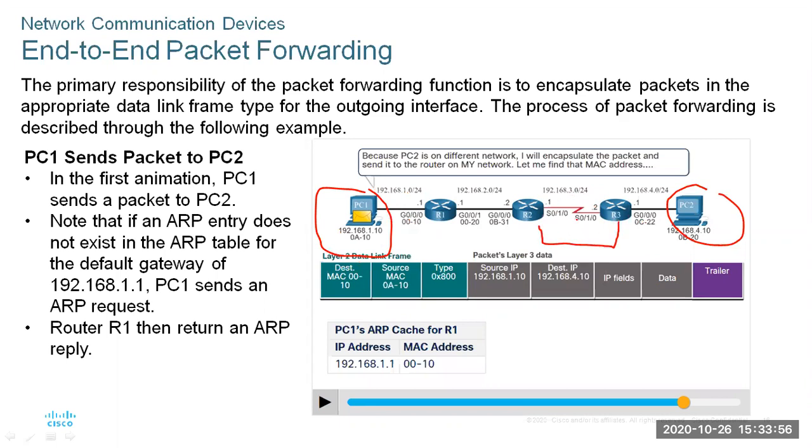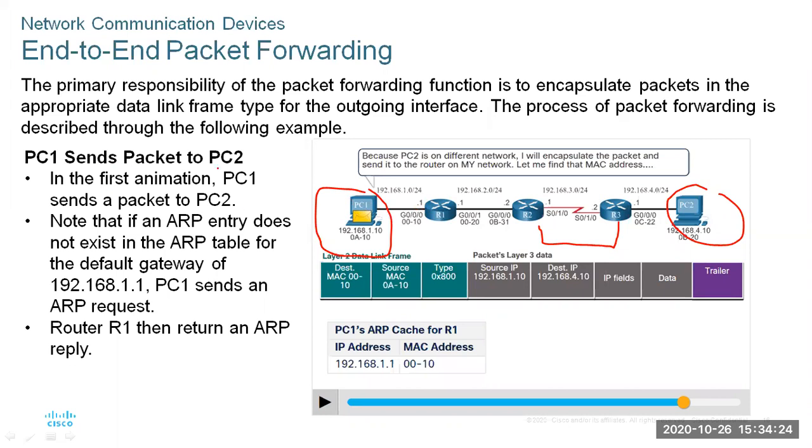There's one connection here. So PC1 says, because PC2 is on a different network, I will encapsulate the packet and send it to the router of my network, which is R1. R1 is the device that is actually the border for this network. So let me find that address. What is it going to do?